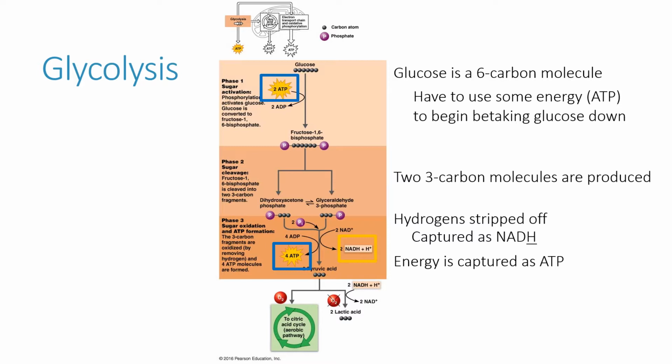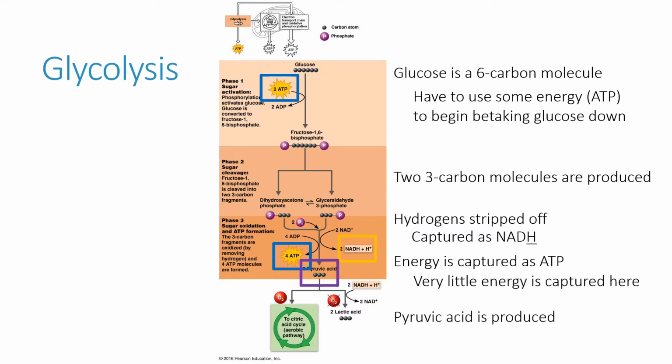Now, remember, we had to use a little bit of ATP to get this whole process started, and so we're only really capturing a very small amount of ATP in this glycolysis step by itself. More importantly, we've broken glucose in half to make 2 3-carbon molecules, which are called pyruvic acid. That pyruvic acid is still containing most of the energy that glucose had in the first place.